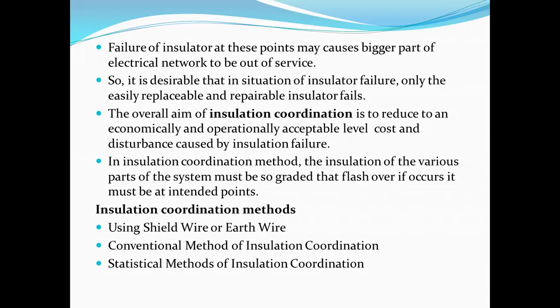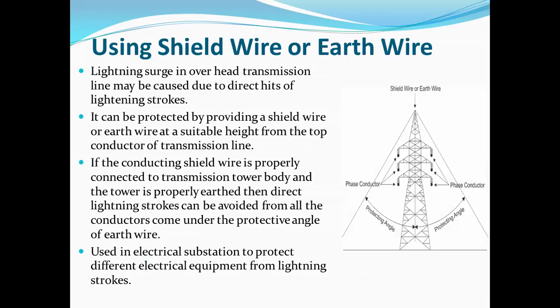There are three methods of insulation coordination. First is using the shield wire or earth wire. Second is the conventional method of insulation coordination. And third is the statistical method of insulation coordination. These are the three coordination methods, and we will see them one by one now. First, using the shield wire or earth wire.